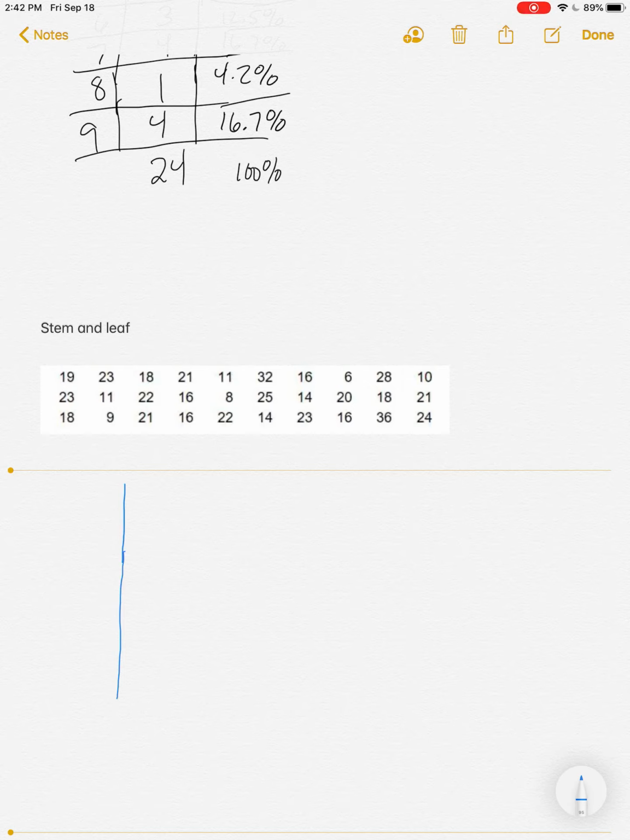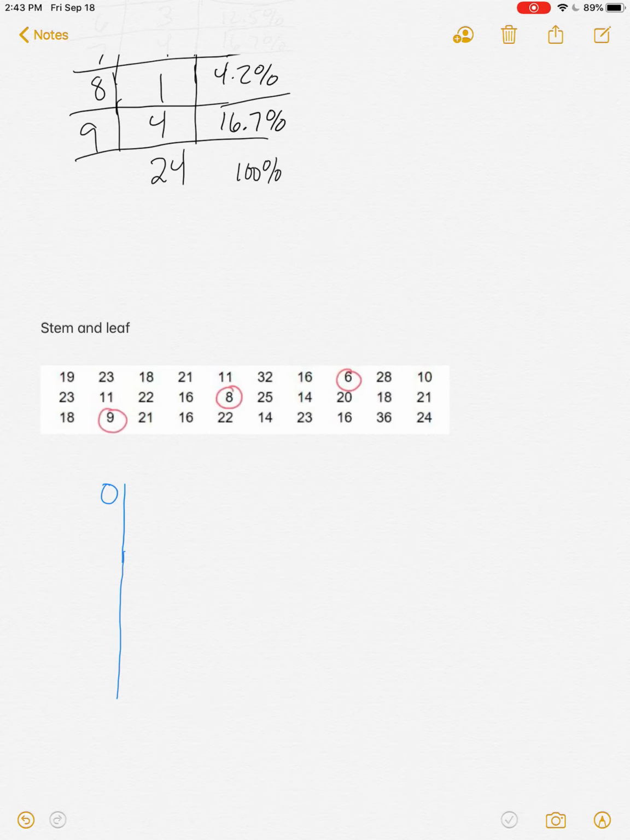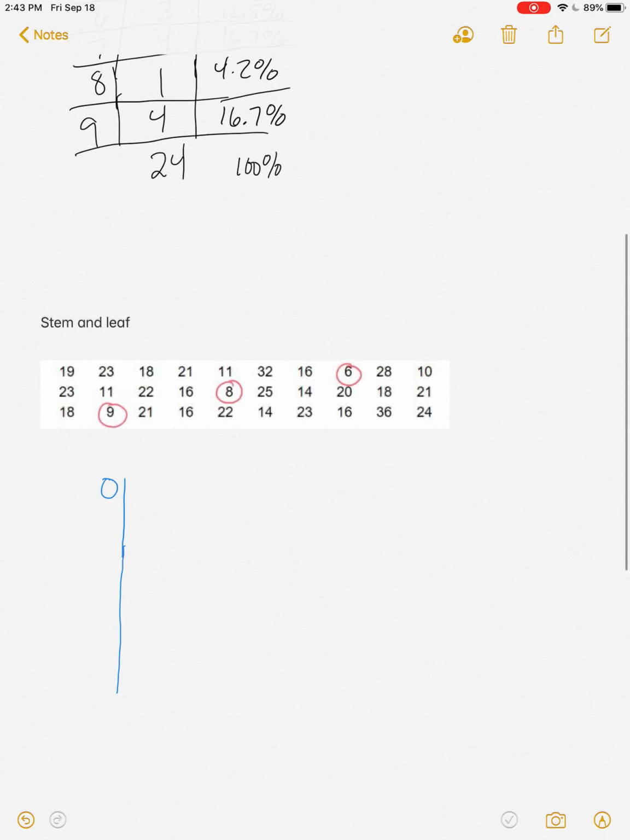As we look at these, there are numbers that have no tens part. Those numbers are these ones right here: 8, 6, 9. Those 3 numbers have no tens part to them, and so we put a 0 out there when that happens. In fact, the directions in the book tell you to do so. Now we're going to arrange these in numerical order: 6, 8, 9. So it pretty much shows us that this is 3 high there.